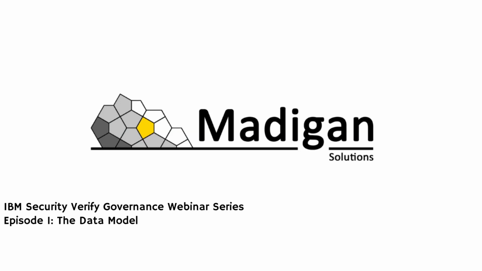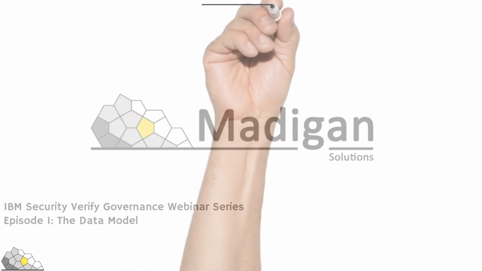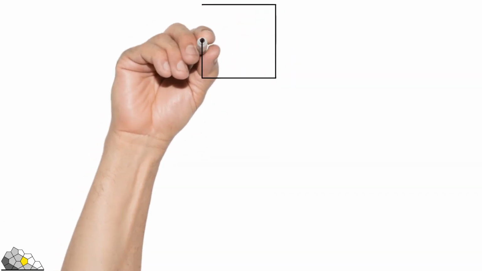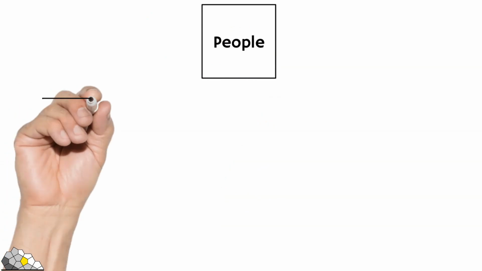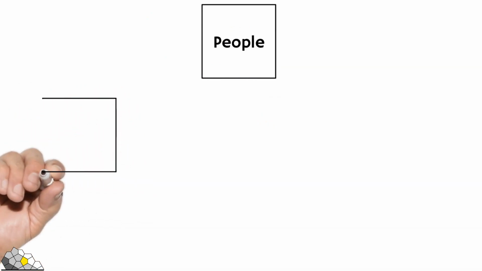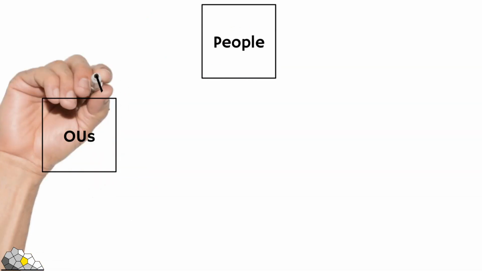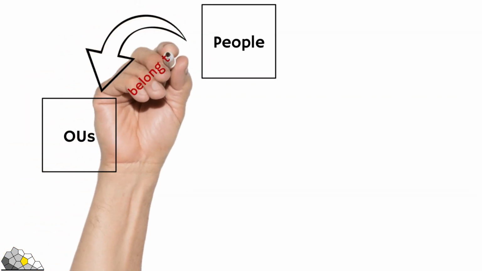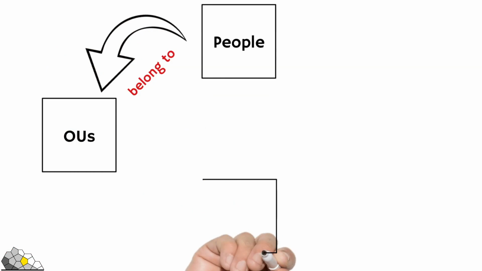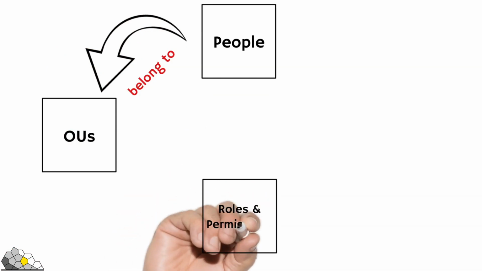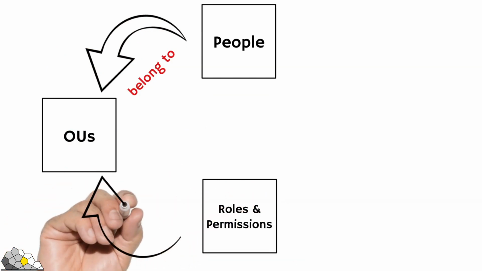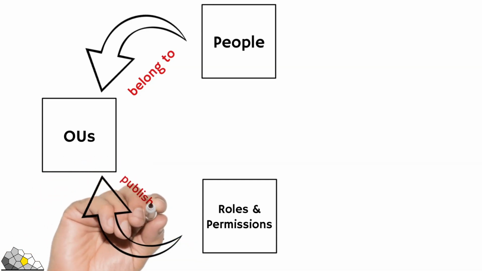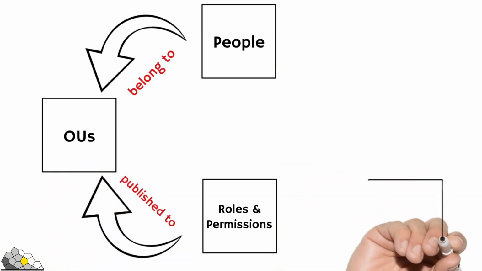So how do these actually interact with each other? Well, let's take a look. Identities normally represent real people, but I guess they could represent other object types, belong to organizational units or groupings of other objects. In our world, roles and permissions can be published to those same organizational units, making the right permission available to only the right set of people.